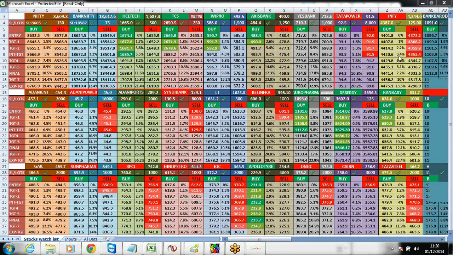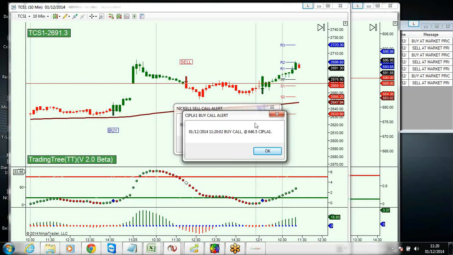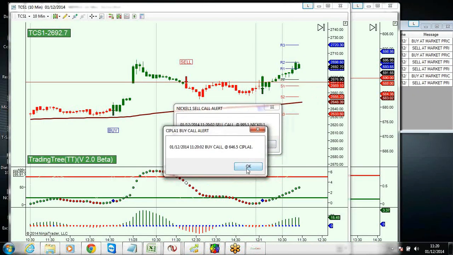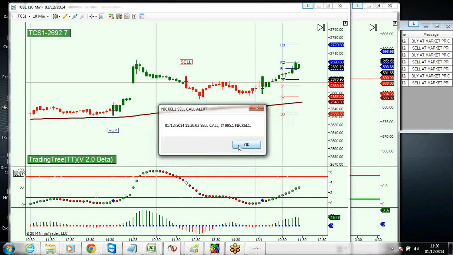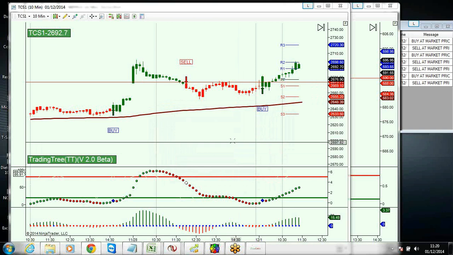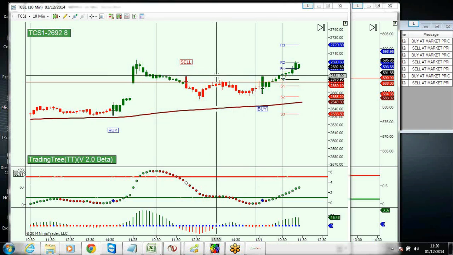There is a buy call in one. Okay, we have a buy call in Cipla, and we have a nickel sell call alert. So you can do commodities. Commodities is something like, every week, in the 5 days, 2 or 3 days, the commodities will be very active. So you can definitely make profits even in commodities also.